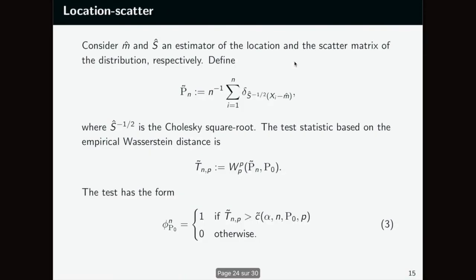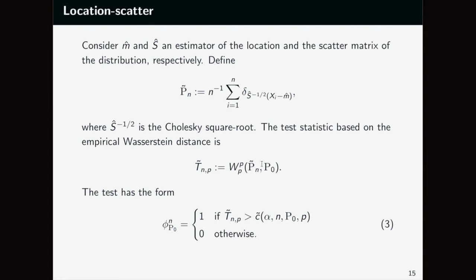Location and scatter are a particular example of nuisance parameters that you often encounter in statistics. In this case, instead of working with the empirical measure relying on observations, we propose to use an empirical measure relying on residuals. Residuals in the sense that we will empirically center and rescale the observations where the scaling is based on the Cholesky square root of the empirical covariance matrix. The test statistic that we will then use is the same as usual, except that the empirical measure is now replaced by this empirical measure on residuals, and the test will again reject if the test statistic is larger than a certain threshold.